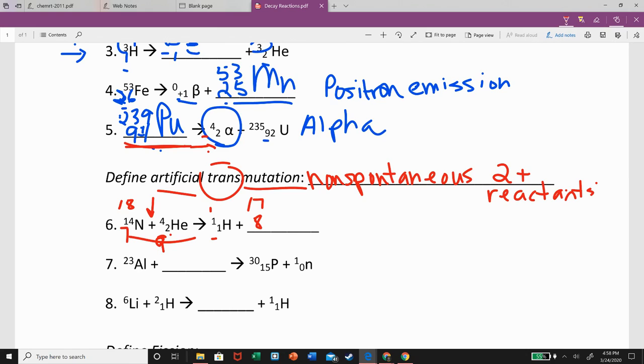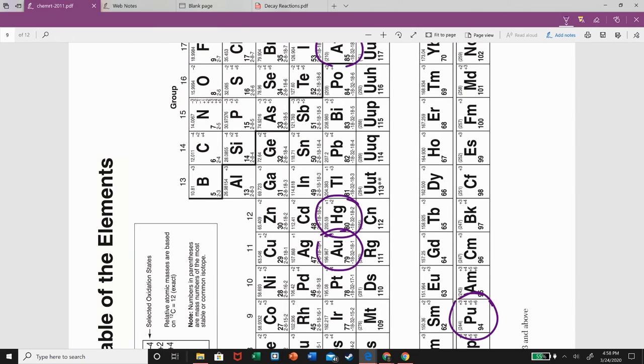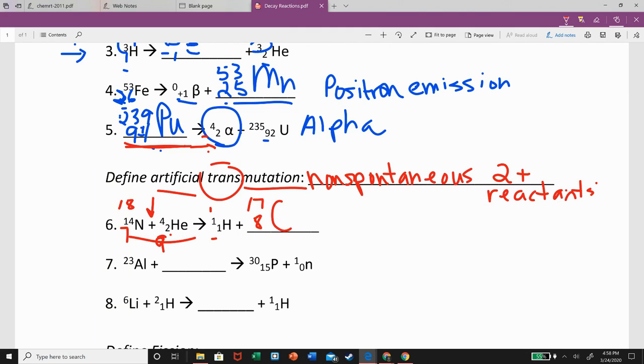So now I just have to figure out what that atomic number 8 is going to be. So let's go back to our periodic table. Atomic number 8, oxygen. And there's oxygen. Notice that the mass is not 16 because this is an isotope of oxygen. All right, our next one.